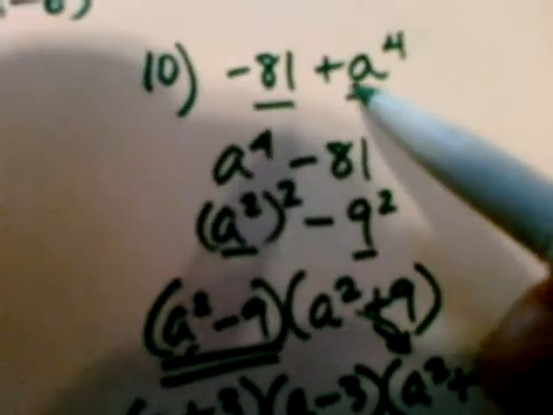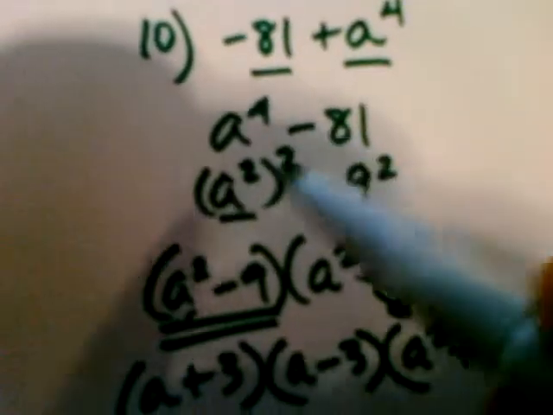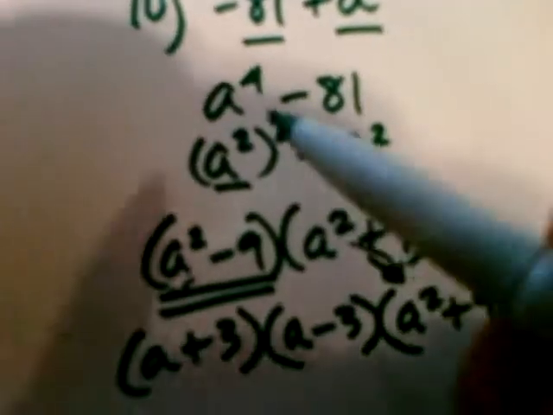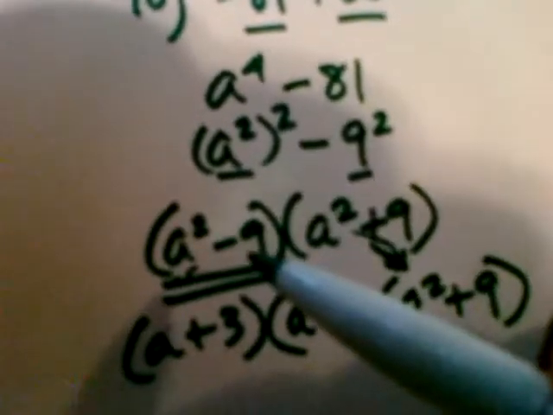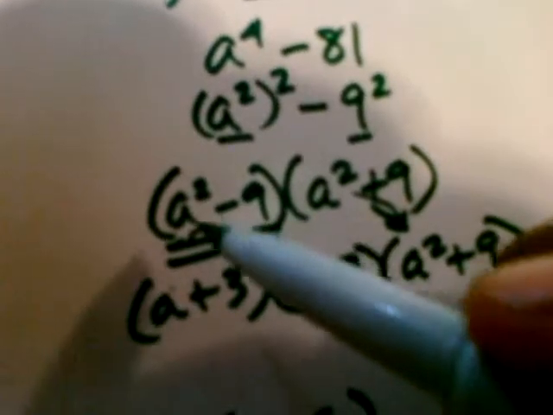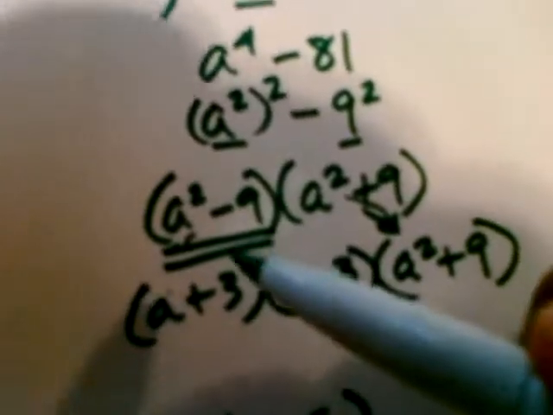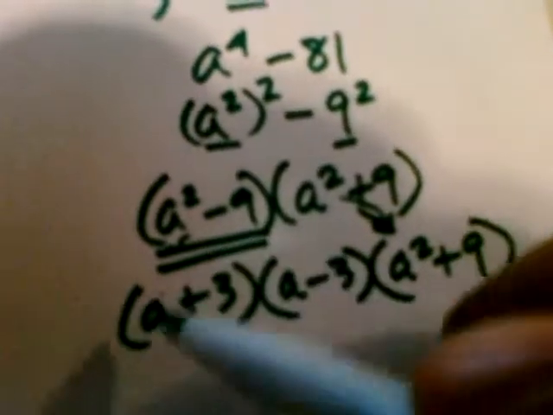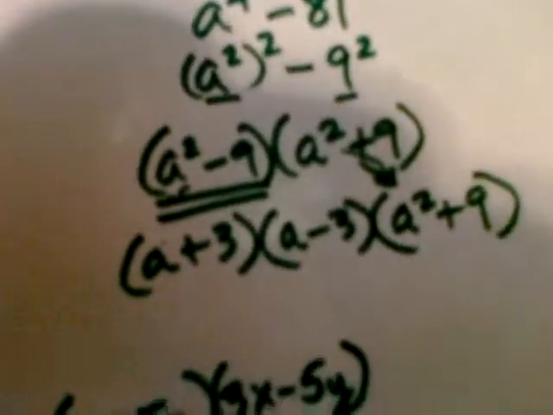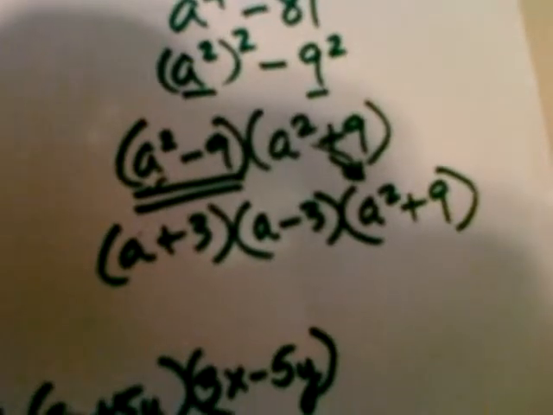Let's do a recap. We moved this around so that it looked like our other problems, and difference of two squares. Then we found the difference of two squares to factor, and we had a squared minus 9 and a squared plus 9. But a squared minus 9 is the difference of two squares, so I could factor that out again, and that's how I got 3 factoring opportunities right there.